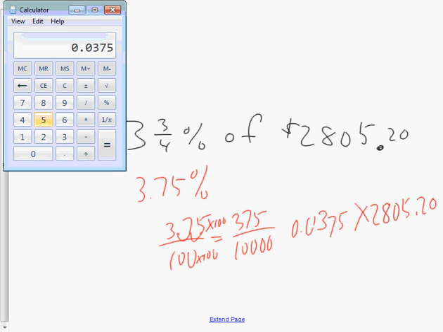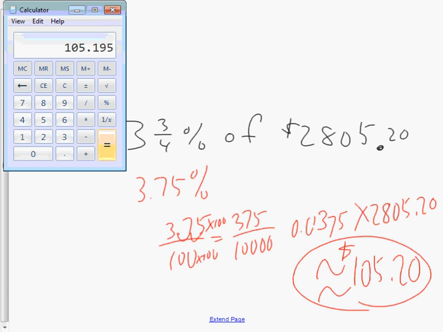3.75% of 2,805. No, yeah, decimal 20 is approximately, since I'm rounding, $105.20. Okay, $105.20.